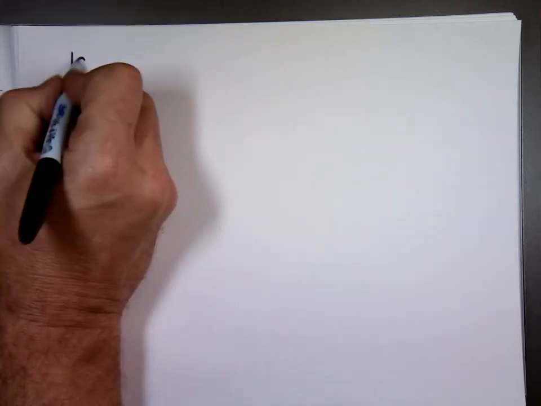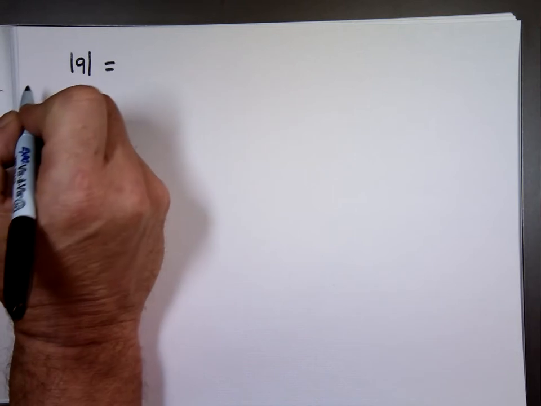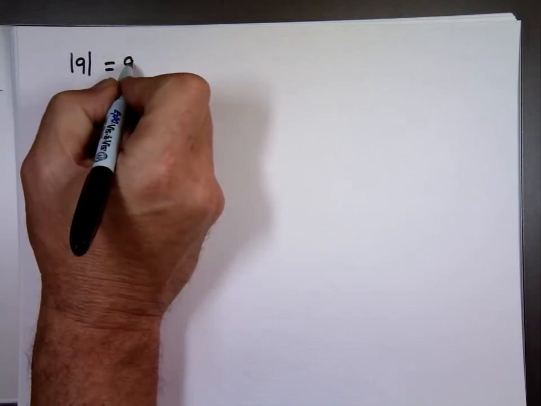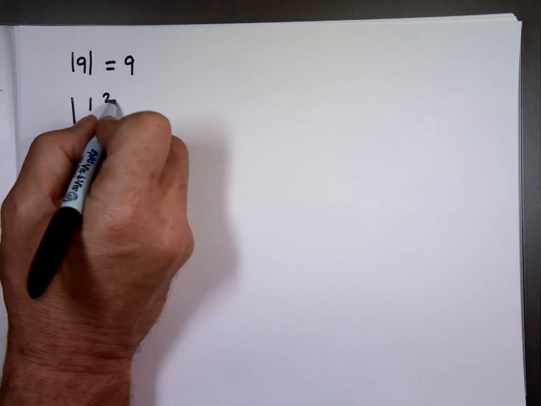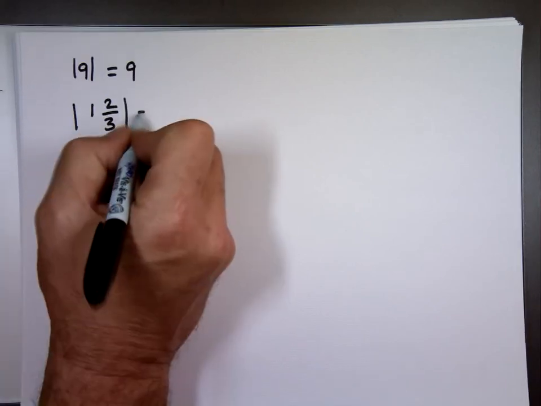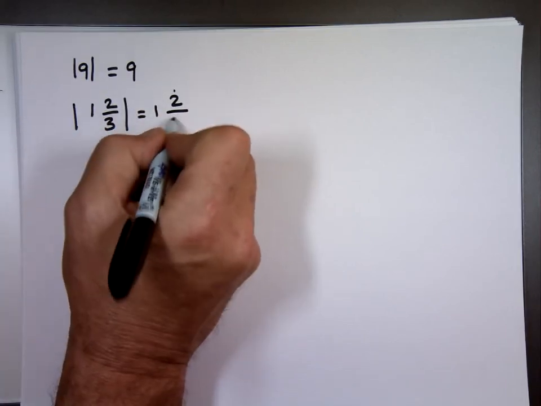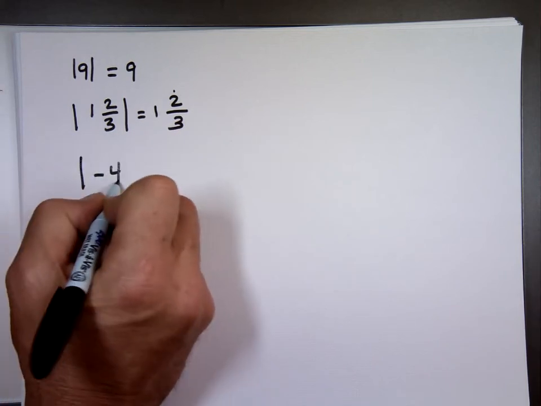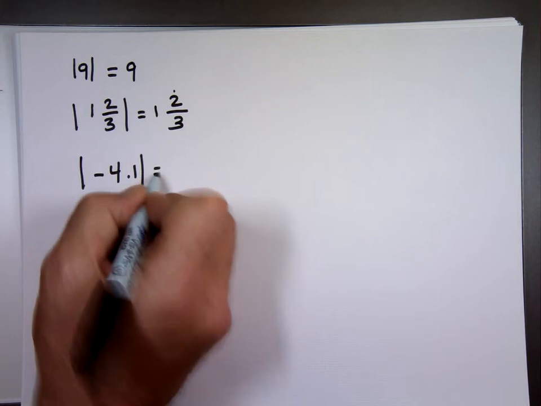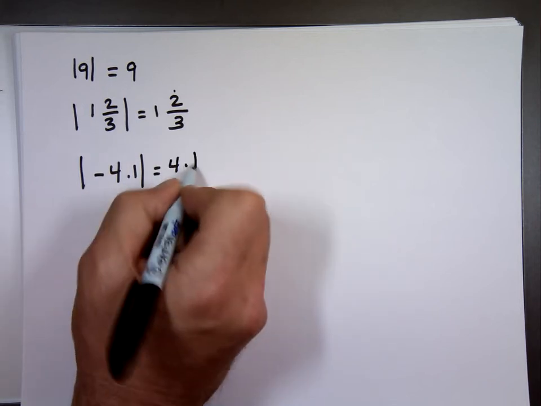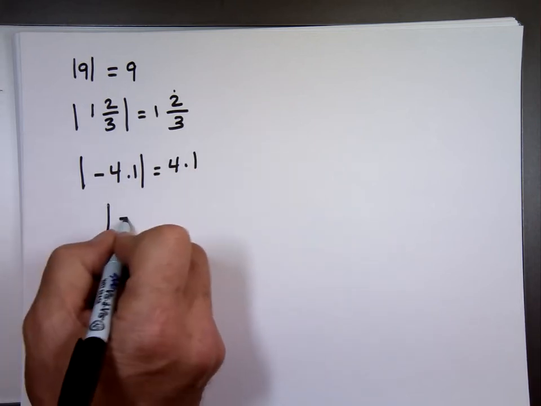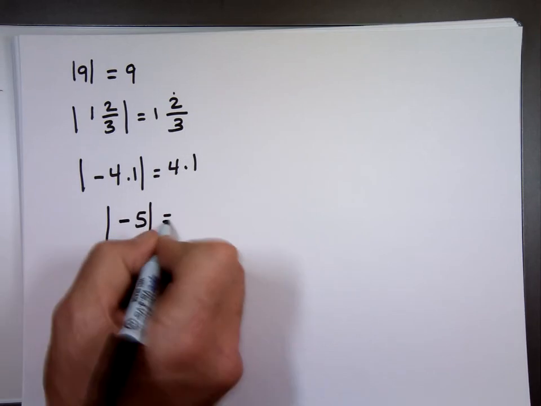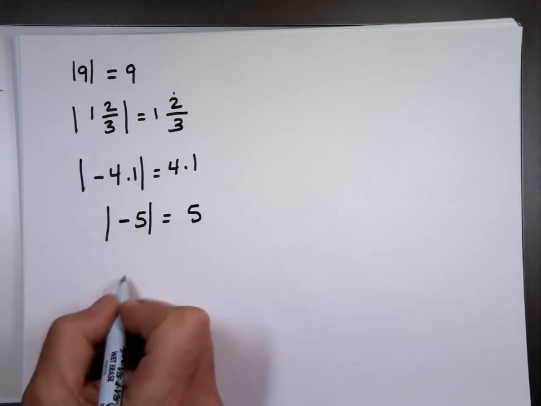Let's give you a few problems to try on absolute value. Ready for that? What's the absolute value of 9? 9, good. What's the absolute value of 1 2/3? If the number is positive, leave it alone. If it's negative, change the sign. What's the absolute value of negative 4.1? 4.1. What's the absolute value of negative 5? 5.